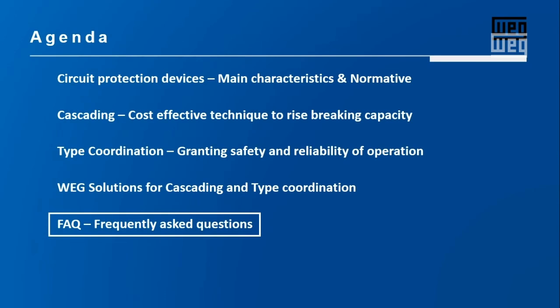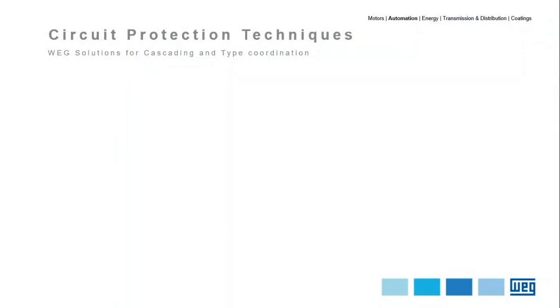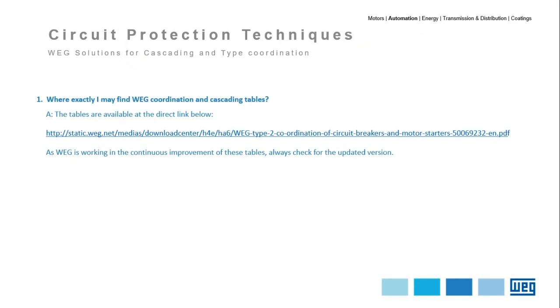Let's review some common questions before we move to the open chat with our engineers. Where exactly may I find WEG coordination and cascading tables? The tables are available at the link below. You may also find them at our website by searching for them. As WEG is working in the continuous improvement of these tables, always check for the updated version.